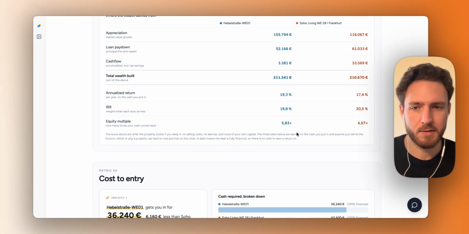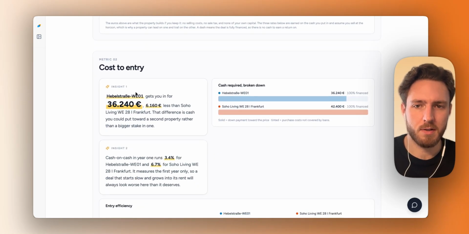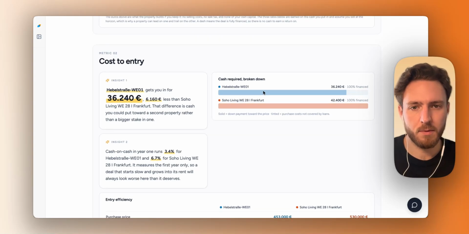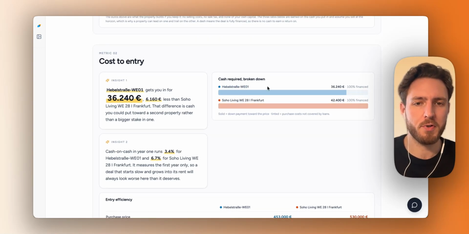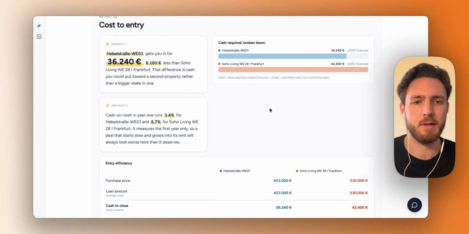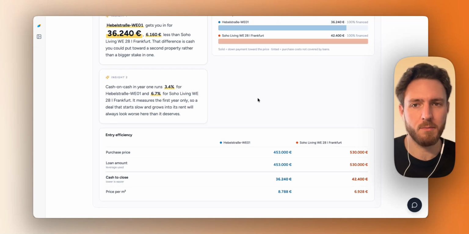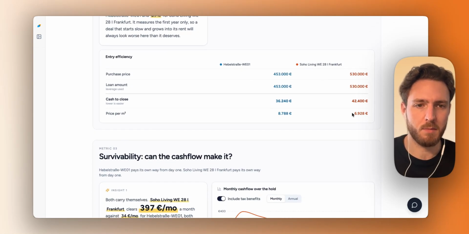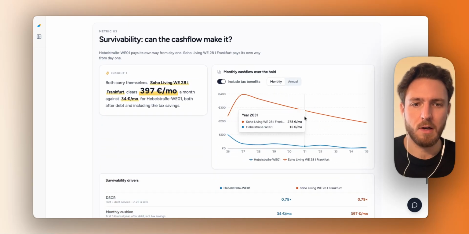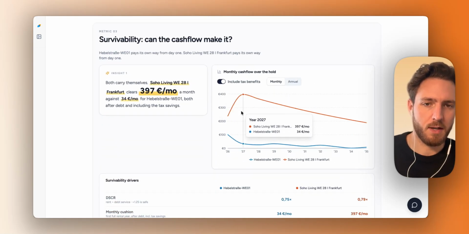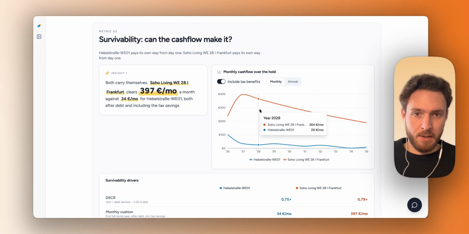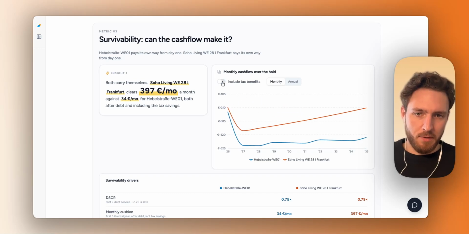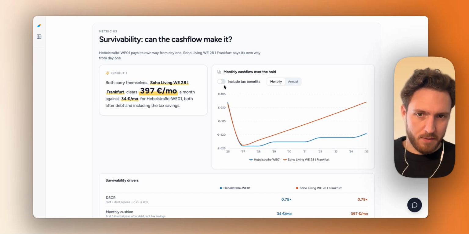You have the metrics that compare. You have a comparison in the cost to entry, right? This is a lower purchase price property, so it will cost a bit less to enter. Again, financing for them would both be at 100%. You have a price per square meter, which is also interesting. And then you would here see the difference in cash flow. Again, here the difference in cash flow with tax benefits and without tax benefits.